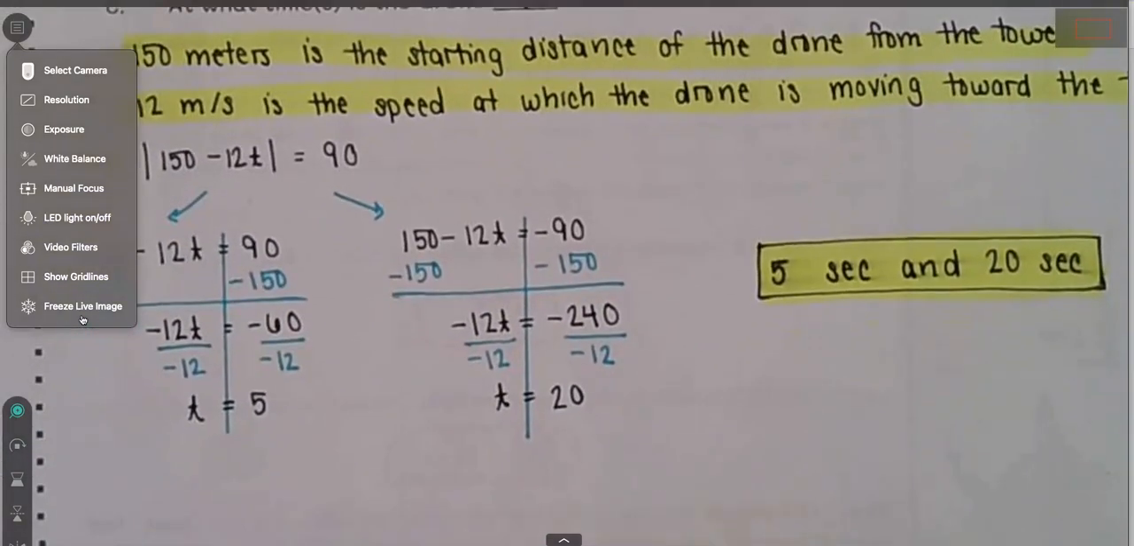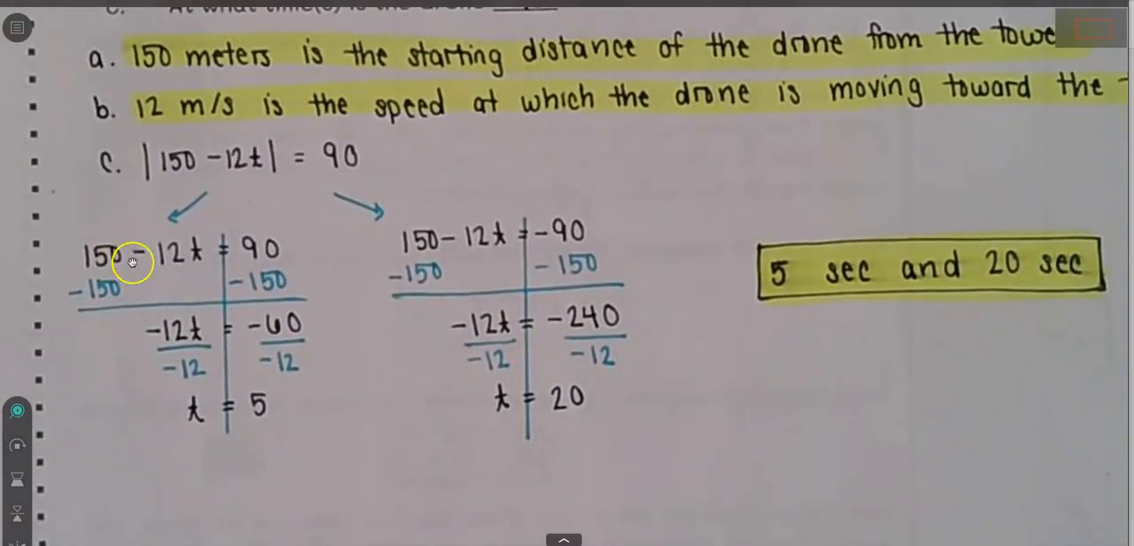When you split the absolute value, you have 150 minus 12t equals 90, and 150 minus 12t equals negative 90. I'm going to subtract 150 from both sides. This gives me negative 12t equals negative 60. Divide by negative 12, t equals 5. Over here, when I subtract 150, I get negative 12t equals negative 240. Divide by negative 12, t equals 20. So the question was, at what times is the drone 90 meters from the tower? At 5 seconds and at 20 seconds.